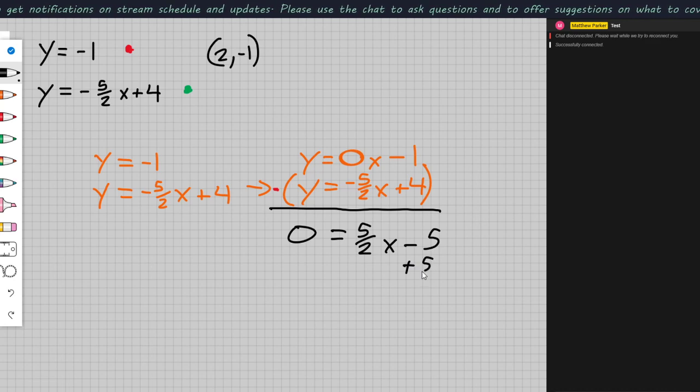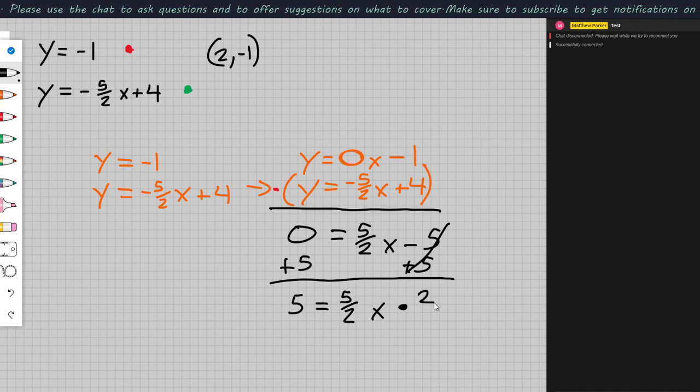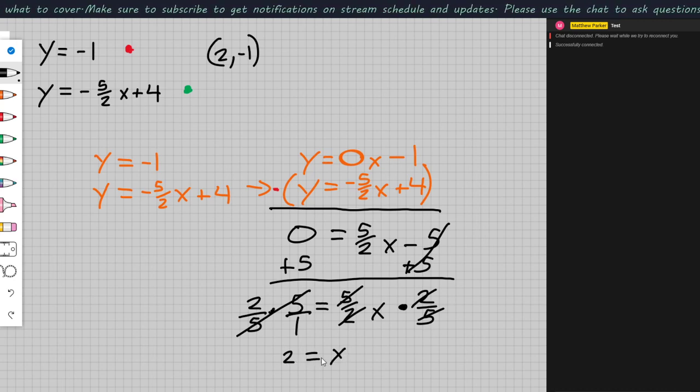So I'm going to add 5 to both sides. That cancels, so you're left with 5 equals 5 halves x. And again, I would just multiply by the reciprocal, so times 2/5. The 2's cancel, because 2 divided by 2 is 1. 5 divided by 5 is 1. And I'm going to multiply that on the same side. 5 divided by 5 is just 1. So you're left with 2 over 1, so that's just 2 equals x.